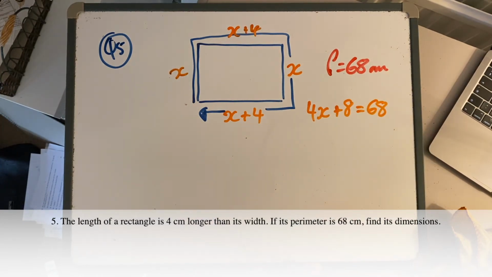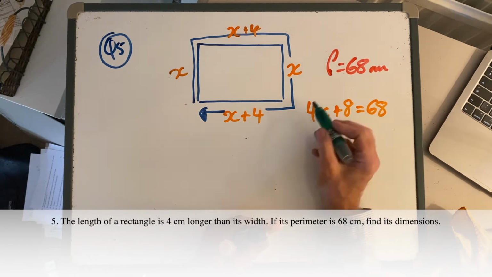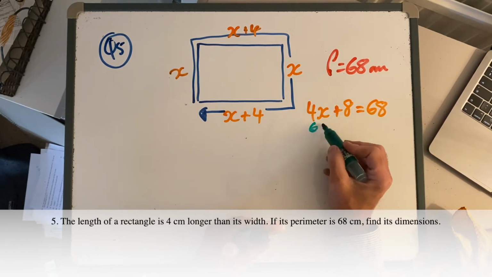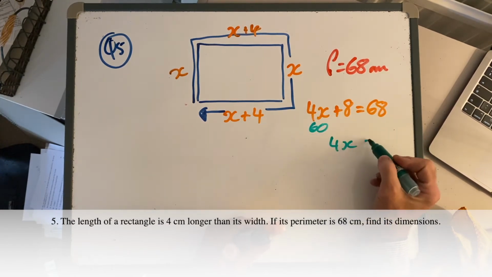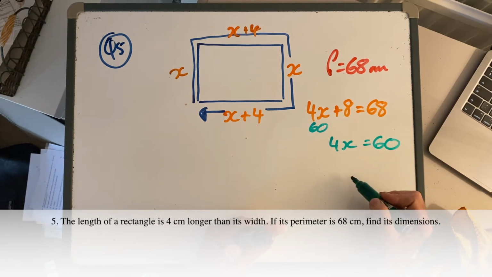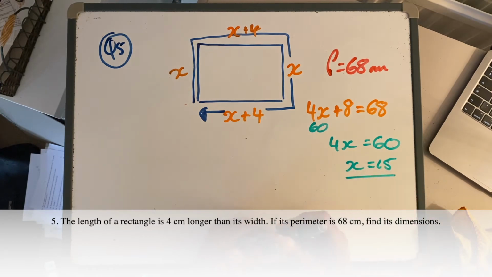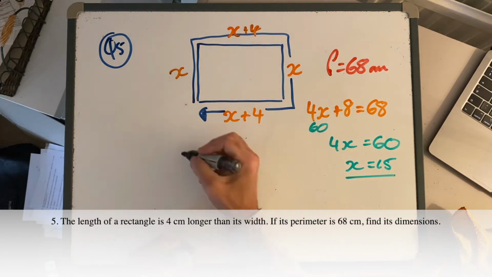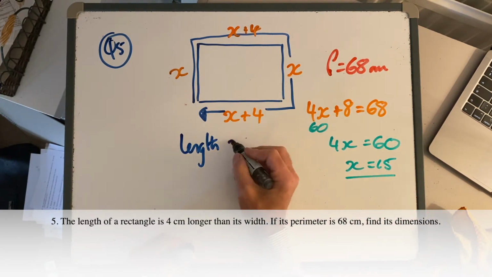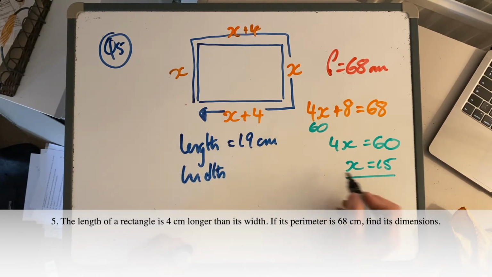So then I ask myself, what do I add to 8 to make 68? Hopefully you can see that's 60. And therefore 4 x's equals 60. 4 times what is 60? Half of 60 is 30, half of 30 is 15. So x is 15, and to finish the answer, they want the dimensions. So the length is x plus 4, so that's 19 centimetres, and the width is 15 centimetres.